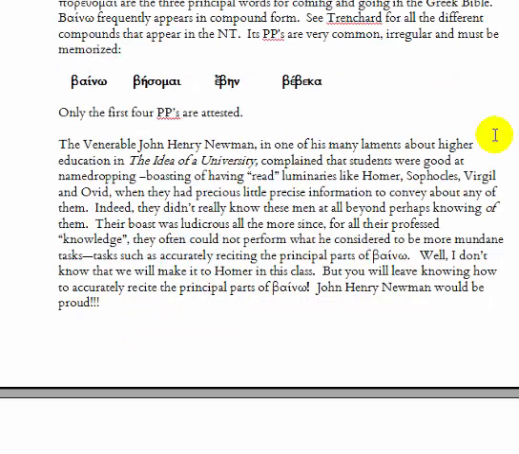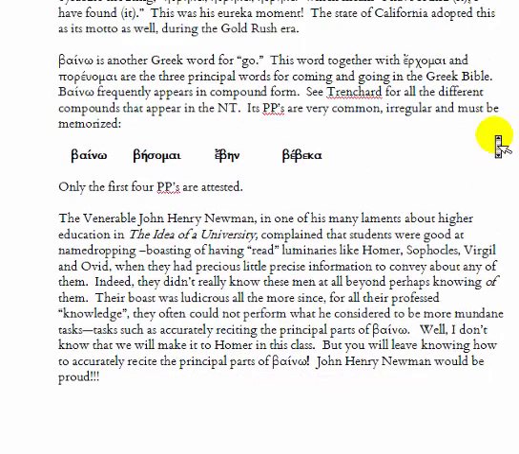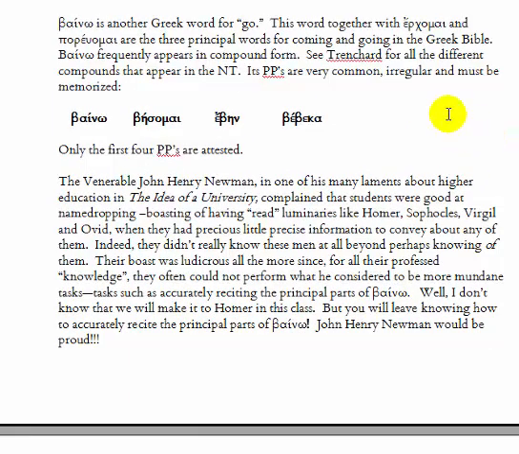The word baino is another very common word for go. We've learned two others. What were they? Remember, poreuomai, which was another word for go, and erchomai. Baino is the third one. These are the three main verbs of motion, and since there's a lot of moving around, these are words you need to memorize. The principal parts are baino, bEsomai, ebEn, bebEka. They are irregular. They have to be memorized. There's no way around it.